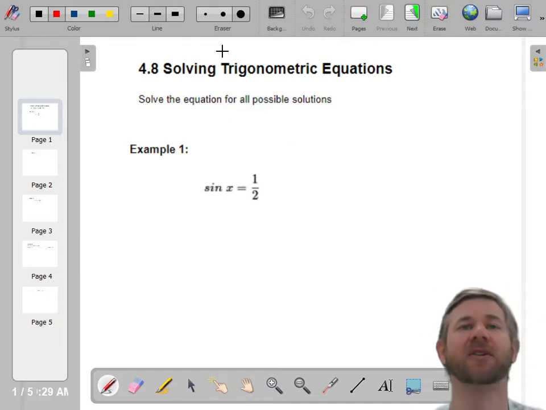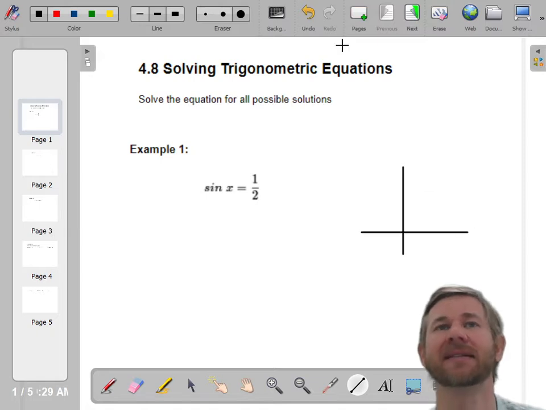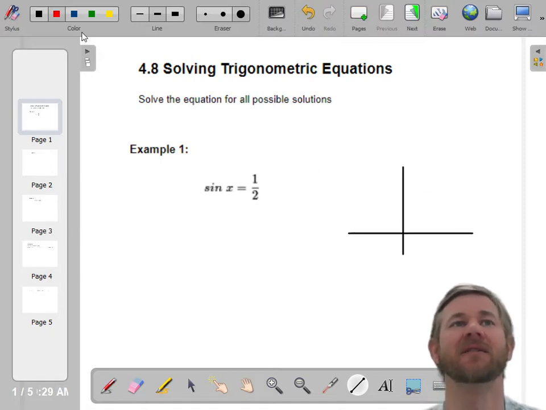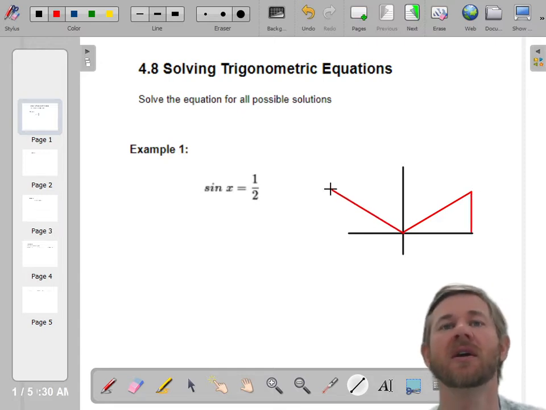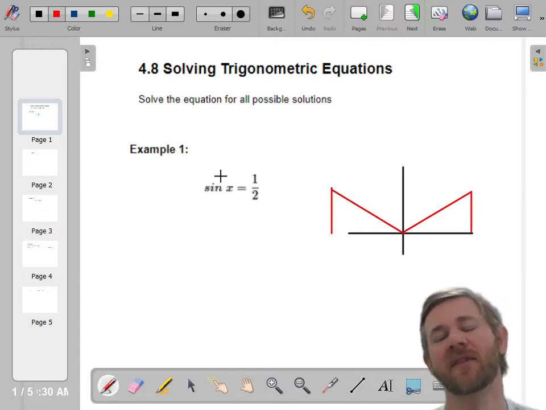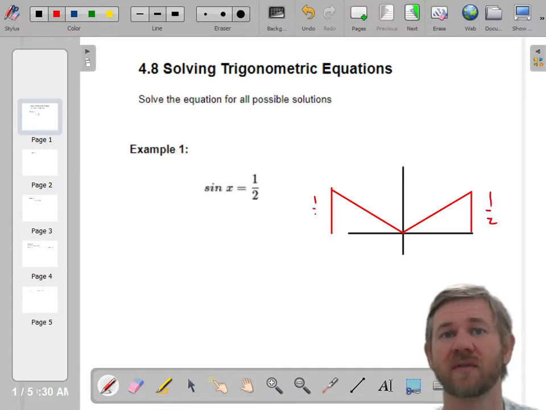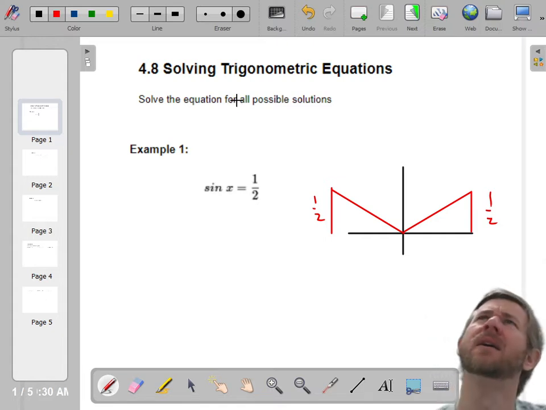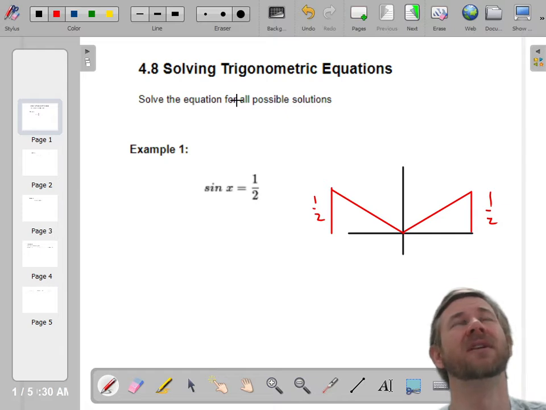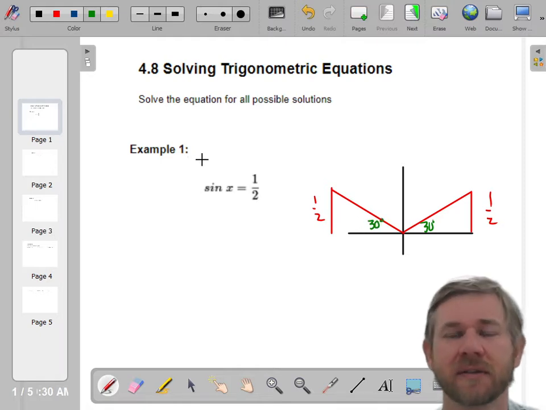So let me start to go through this and say, if the sine of x is positive 1/2, where is sine positive? Sine is positive in the first quadrant and in the second quadrant. So I'm going to draw some triangles in the first and second quadrant, and if I'm on the unit circle, then sine represents the y value, so we'll make this 1/2 and this 1/2. And then we'll ask ourselves, what kind of angle is across from 1/2? That's 30 degrees. This is a 30, 60, 90. So these are 30-degree reference angles.